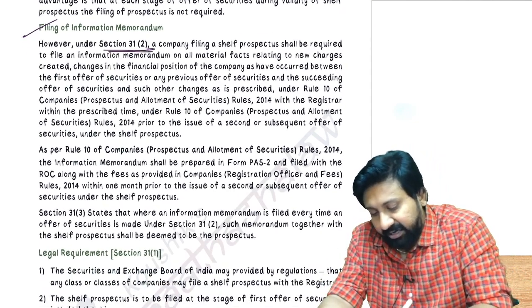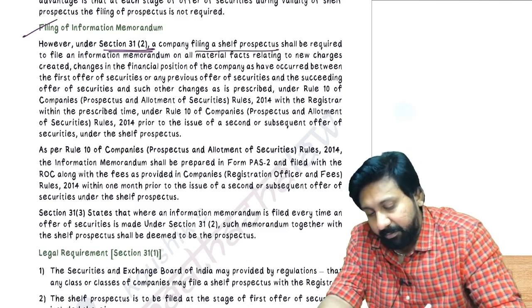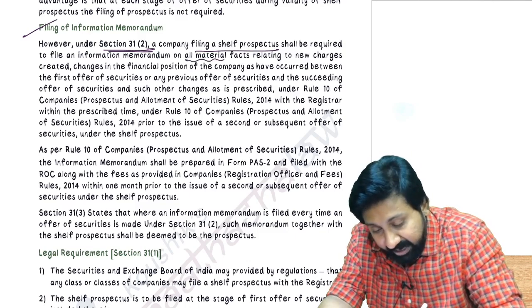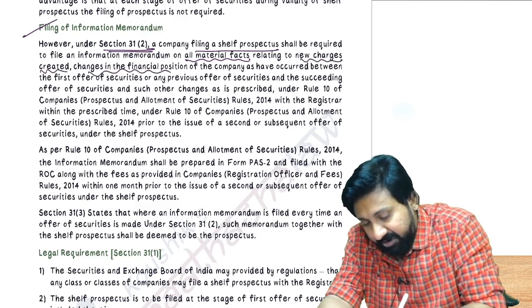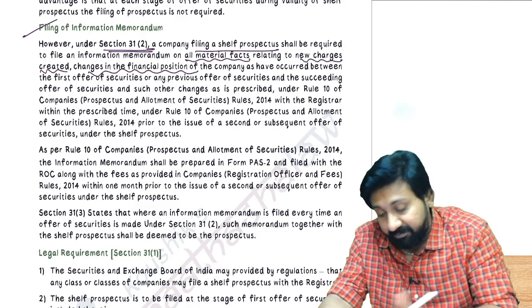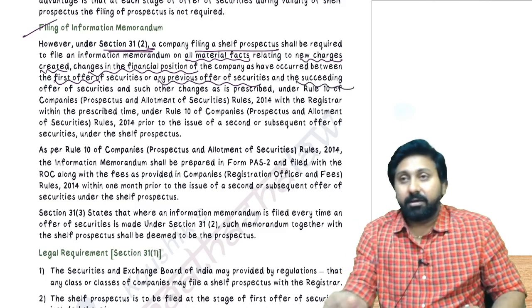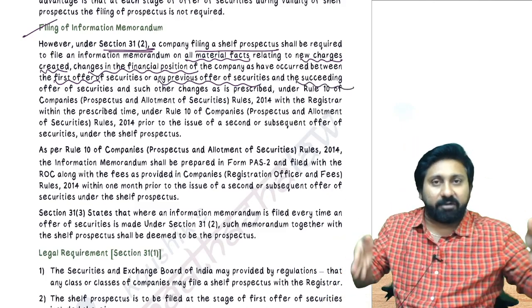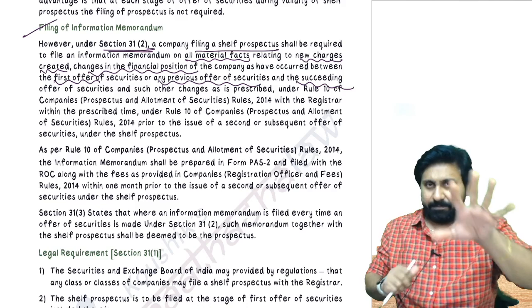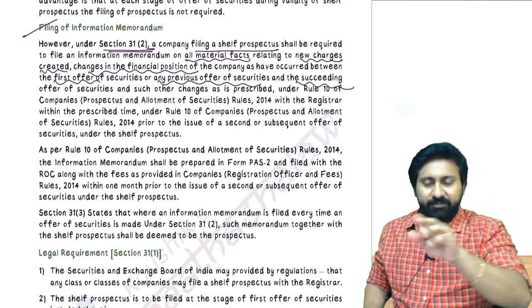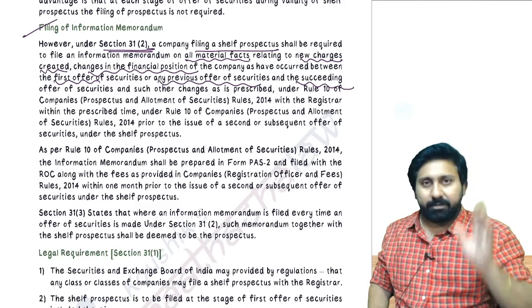However, under Section 31(2), a company filing a shelf prospectus shall be required to file an information memorandum on what? On all material facts relating to new charges created and changes made in the financial position that have occurred between the first offer or any previous offer and the succeeding offer. Anyway, say I made 5 public offers, two completed. Now we are in the month of December 2024.